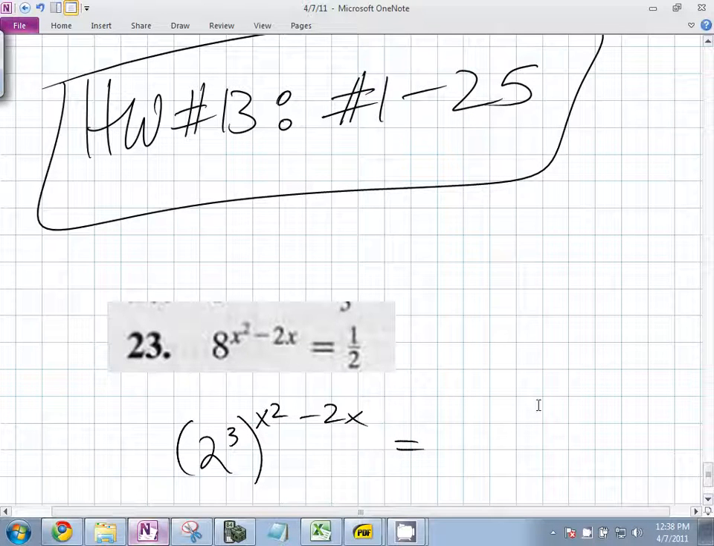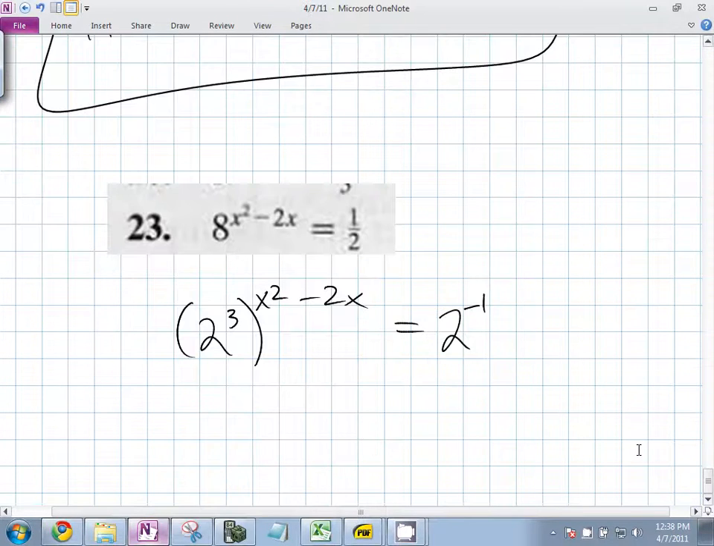What's 1/2 in powers of 2? 2 to what power? Negative 1. What do you do with powers of powers? Say it louder. Say it with conviction. What do you do with powers of powers? Multiply them. So what does the left side become? 2 to the what?